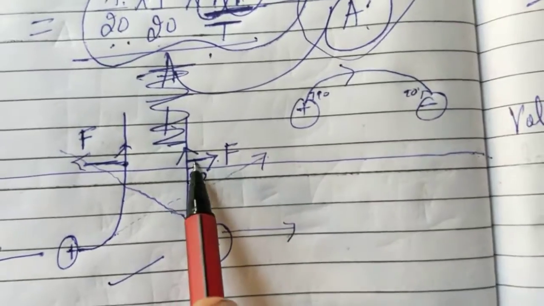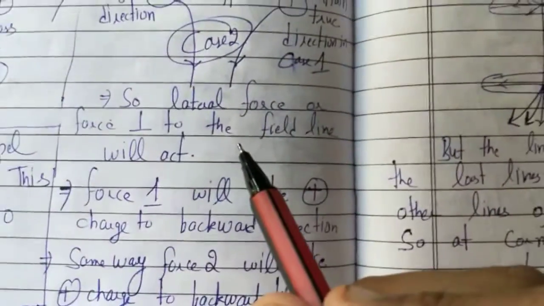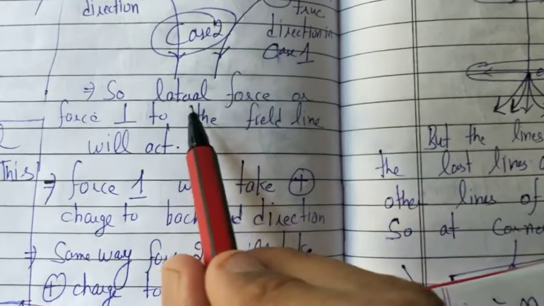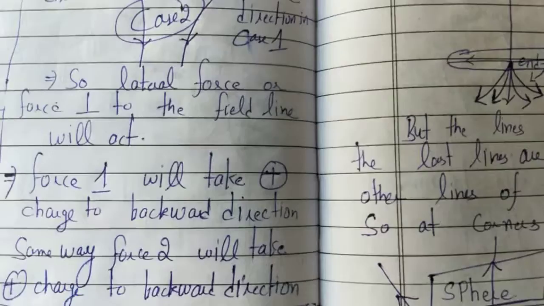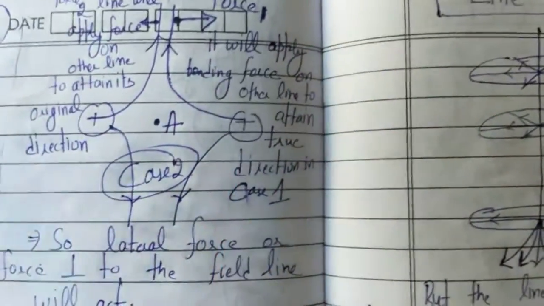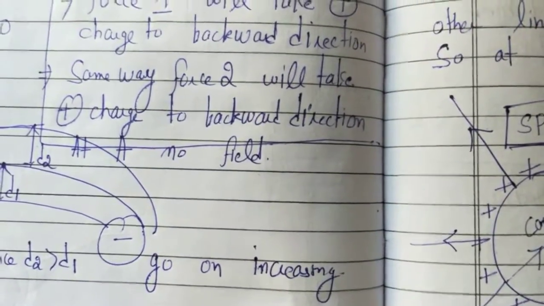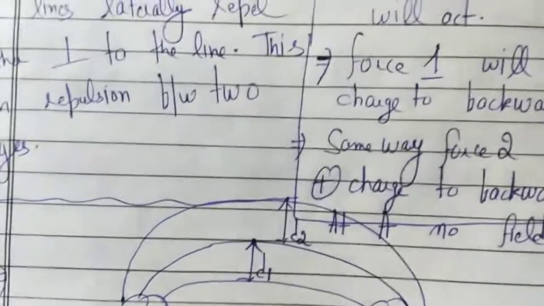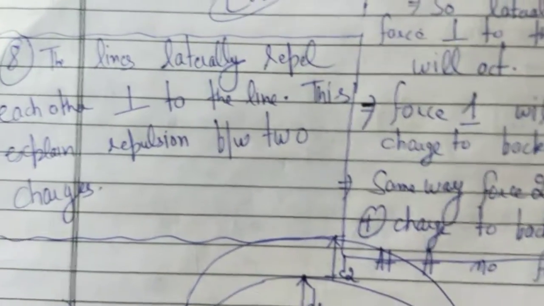So what is this force? It is a lateral force. Lateral means perpendicular. So lateral force is acting between two field lines of the same nature. Means force 1 will take the positive charge to the backward direction and this will take the charge to this backward side. In the same way, force 2 will take the positive charge to the backward direction. So the property is: the lines laterally repel each other.